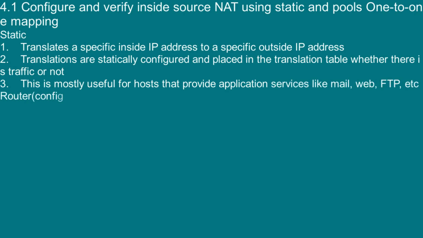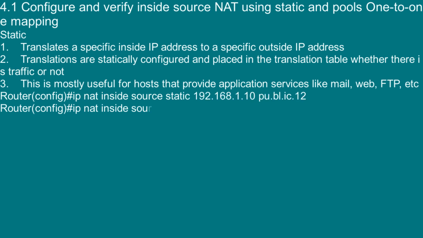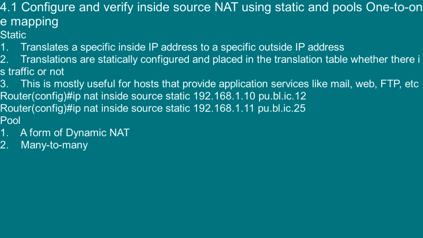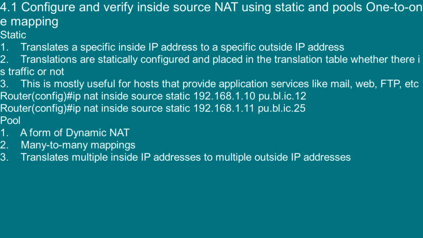Router config: ip nat inside source static 192.168.1.10 to the public IP address. Router config: ip nat inside source static 192.168.1.11 to the next public IP address. Pool: 1. A form of dynamic NAT.